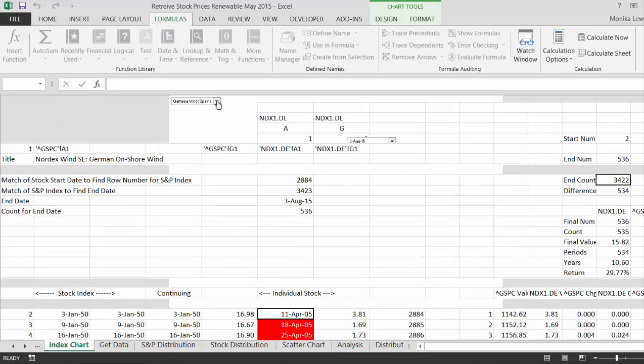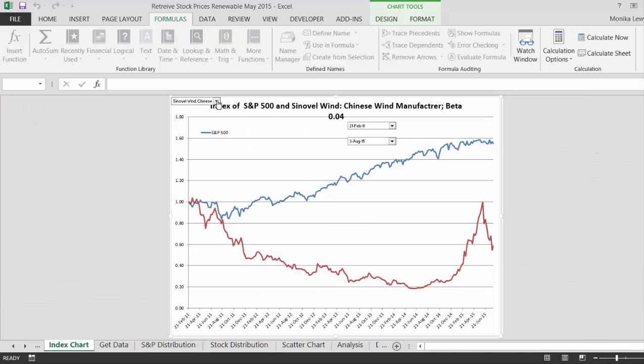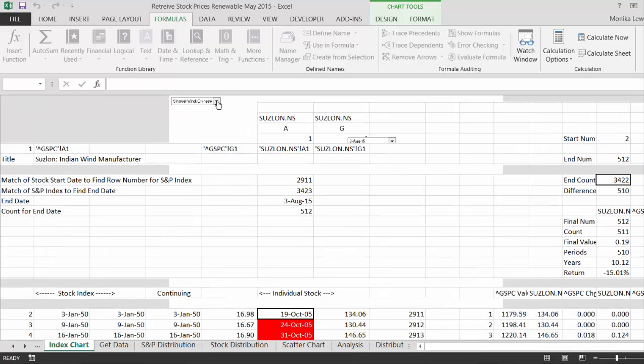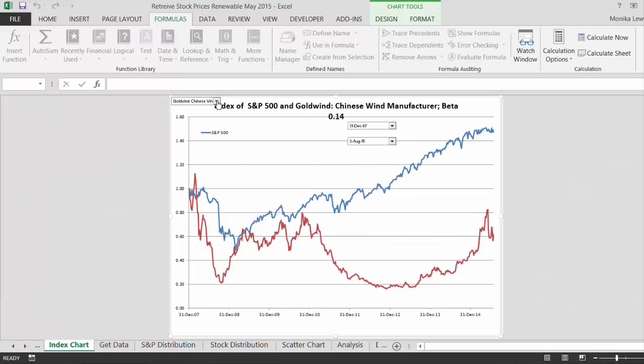This another one. Who's this? Nordex. This has 1.36. Synoval. Well, this is kind of unfair because that's not against really the U.S. market. Suzlon 1.1. They all seem to have a low beta, suggesting a low cost of capital.